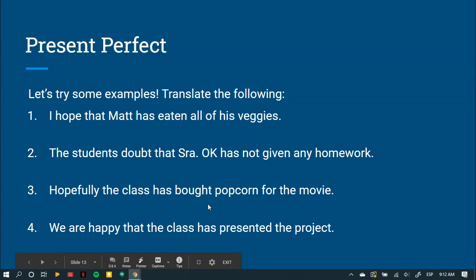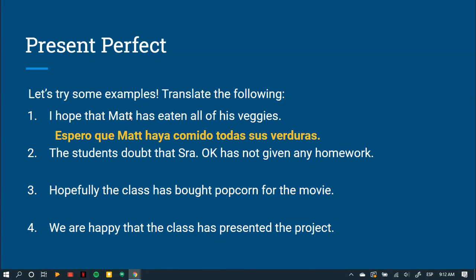Once you do that, then you have formed the present perfect subjunctive. So we're going to try some examples. Primero, let's try this one. I hope that Matt has eaten all of his veggies. So I'm going to pause here. When you think you have it, unpause, and you'll hear la respuesta. La respuesta. I hope that Matt has eaten all of his veggies. Espero que Matt haya comido todas sus verduras.